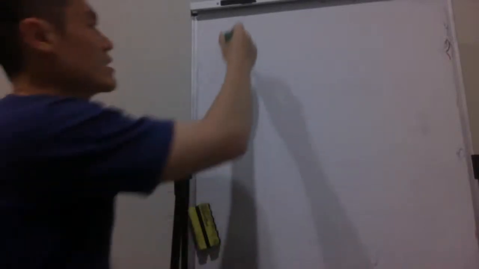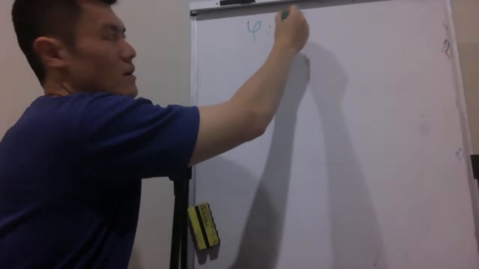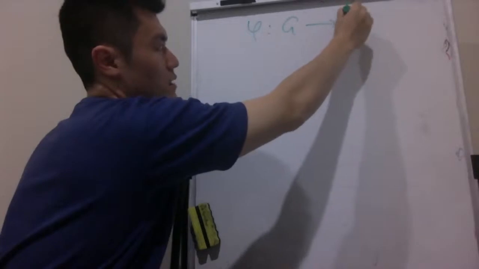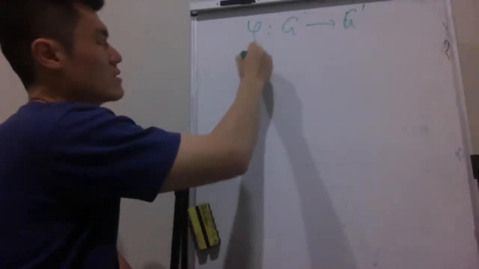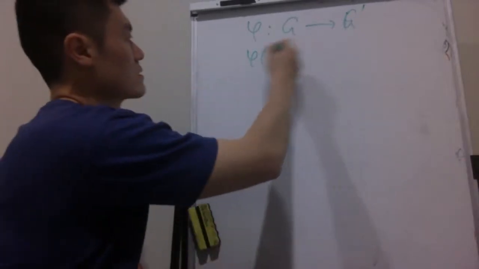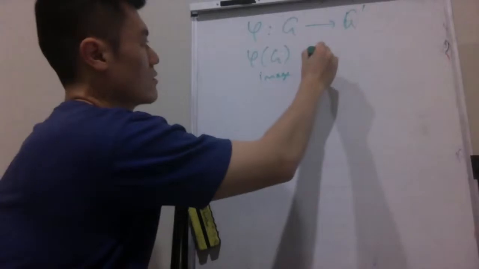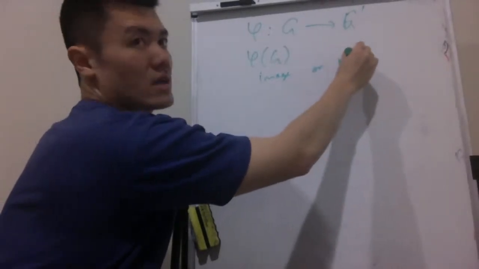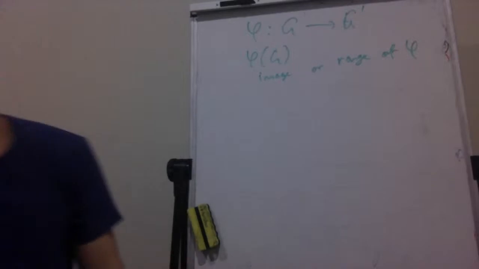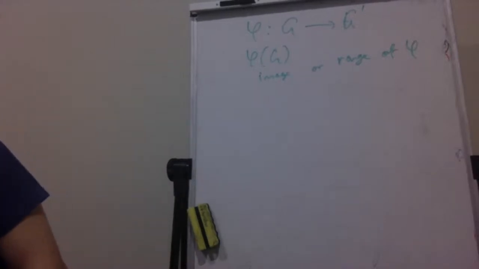Is it clear? Do you know what the image is? If you have a group homomorphism from G to H, or G prime, say, do you know what the image is? The image, or range. It's the range of phi, exactly what range means for functions. It's all the things you get out. Another word, yeah. Why do they even make this?